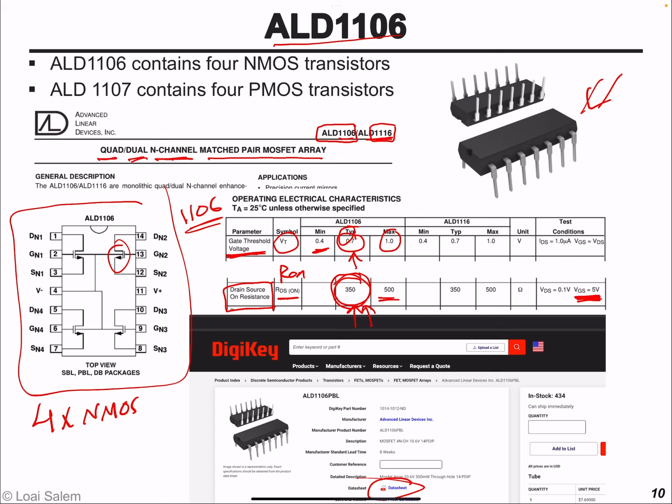So if VGS is say 1 volt instead of 5, instead of having an on-state resistance of 350 ohm, it might be say 1500 or 3000 ohm. Okay, so remember that the equivalent on-state resistance depends on the gate-to-source voltage. When you look in the datasheet, make sure to look at the value of the gate-to-source voltage at which the equivalent on-state resistance is measured.